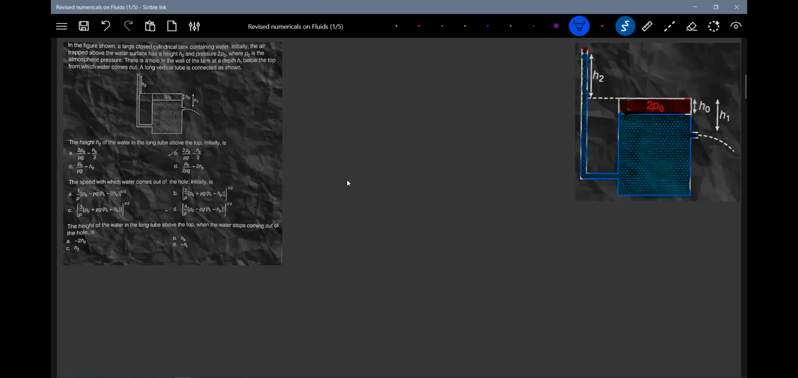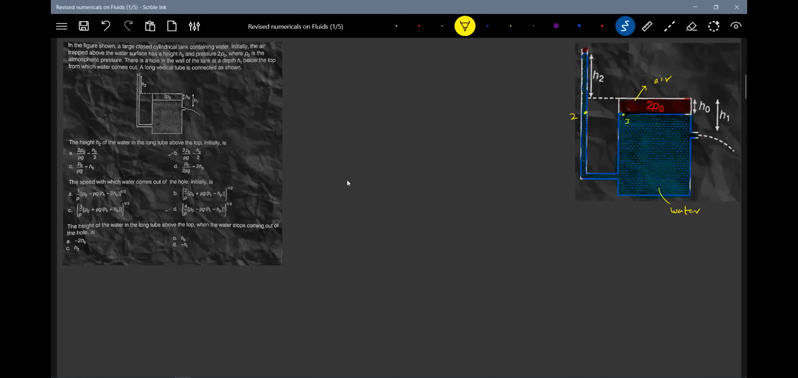Okay, now I have given different colors. There's the air, initially the air, so this part is that air. There's the water. The height H2 of the water in the long tube above the top initially. What do you mean by initially? Where the water will not flow. Okay, for that, let me choose these points. This is 1, let me write this as 2, and this is 3.